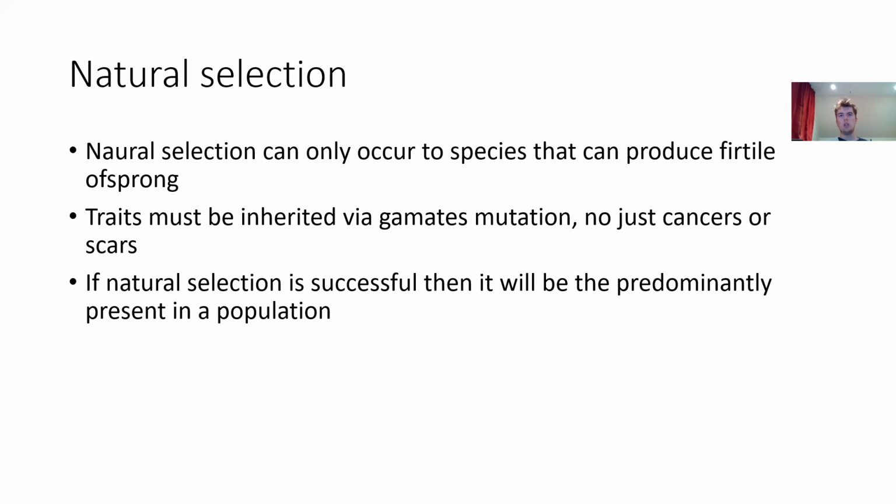However, if there's a mutation in the gametes, then this will be in every single cell of the newborn animal or the offspring. If natural selection is successful, then the trait will be predominant in the population. So if there's a mutation and natural selection occurs and this mutation is successful, then it will be dominant in the population as it will give an advantage over other traits.